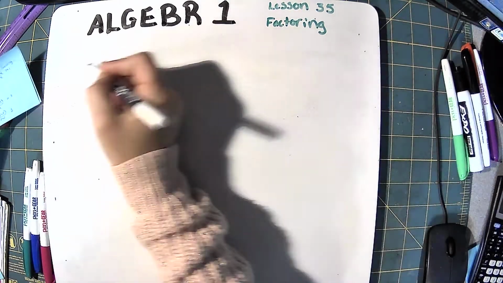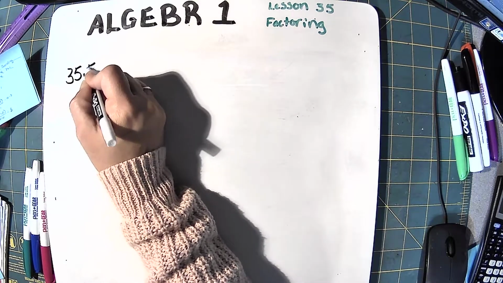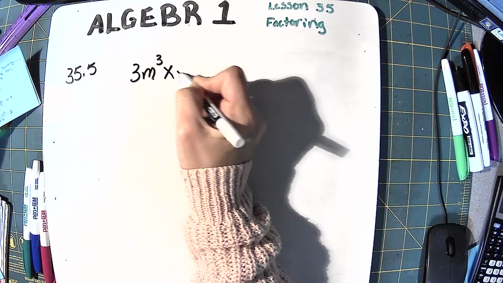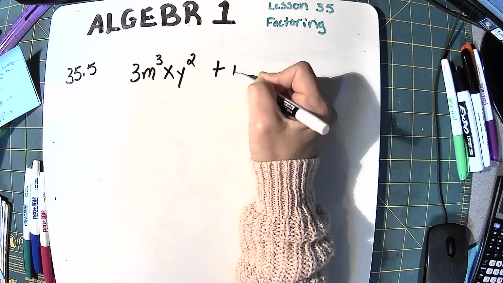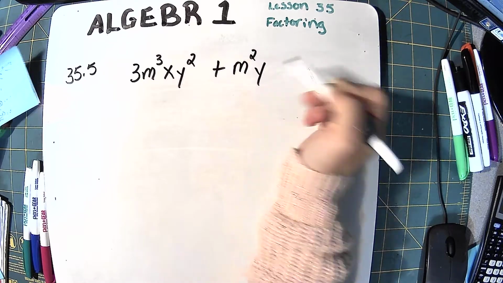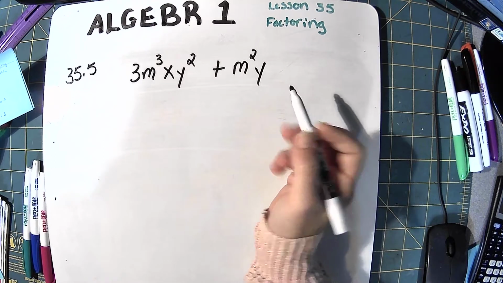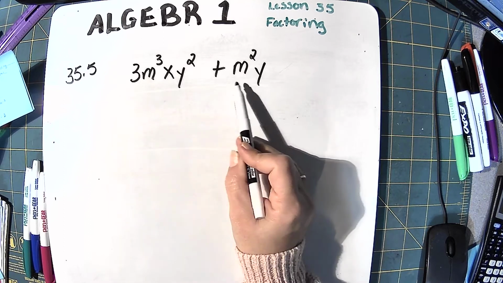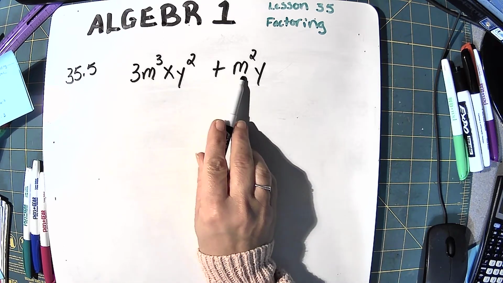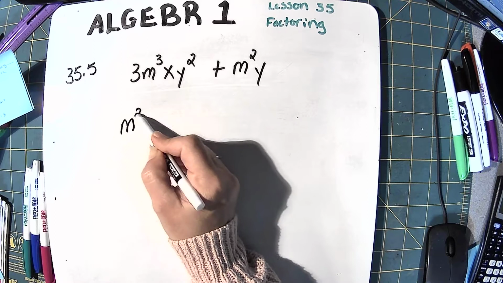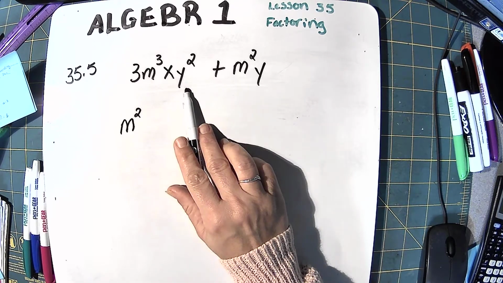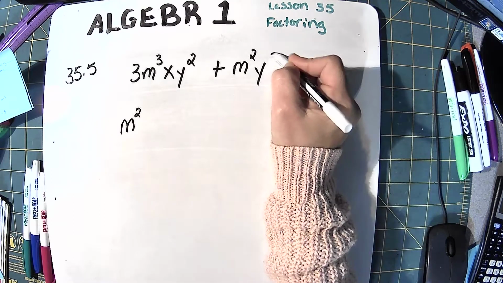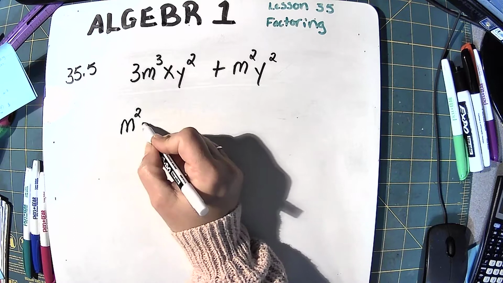Okay, 35.5. On this one, I'm going to pull out, let's see, my 3. Can't do anything with that because there's no number over here. My lowest number of m's is m squared. And then y, my lowest number of y's. Oh, this is supposed to be y squared as well. It would be y squared.